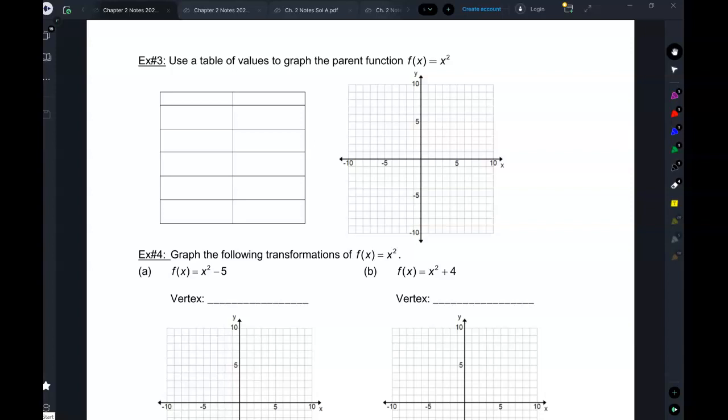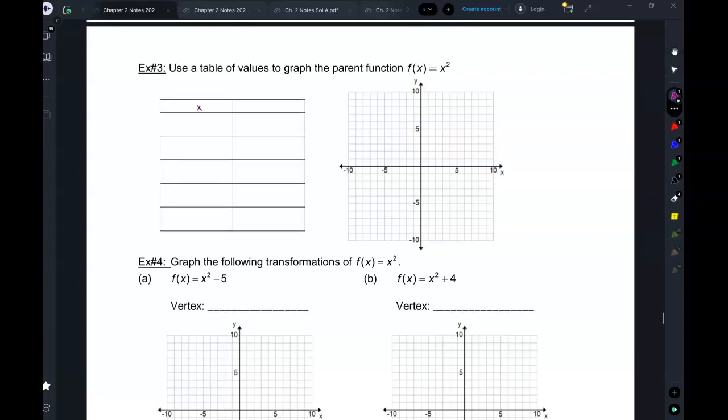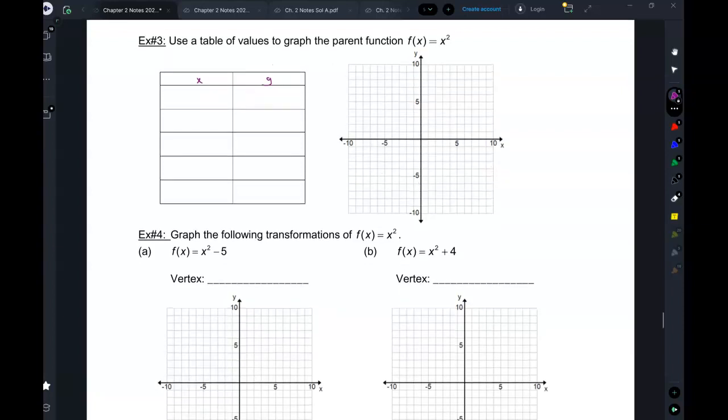Let's start this part with graphing f of x equals x squared. We know it's going to be a parabola, but we're going to graph it using a table of values. And just like we said yesterday, for our x values, we're going to pick some negative numbers, some positive numbers, but we're also going to pick 0. So -2, -1, 0, 1, 2.